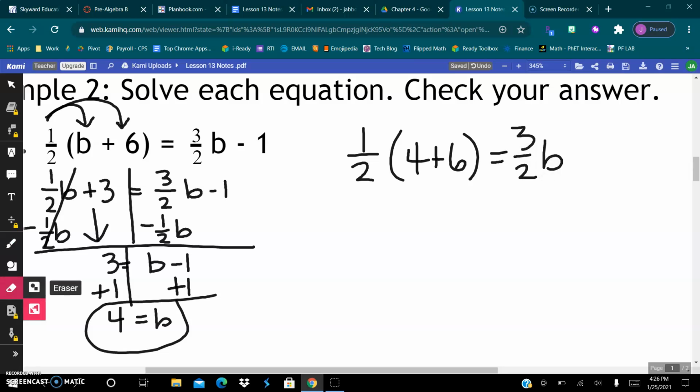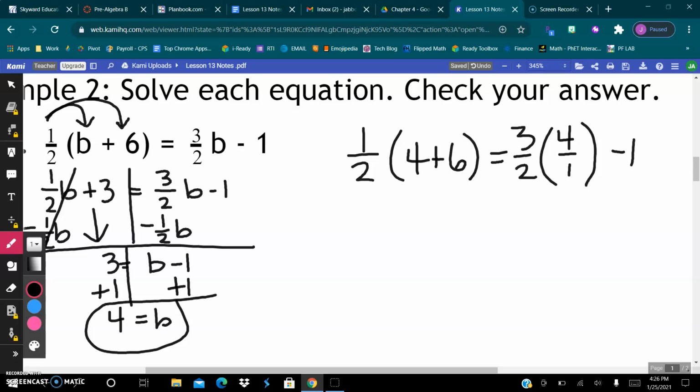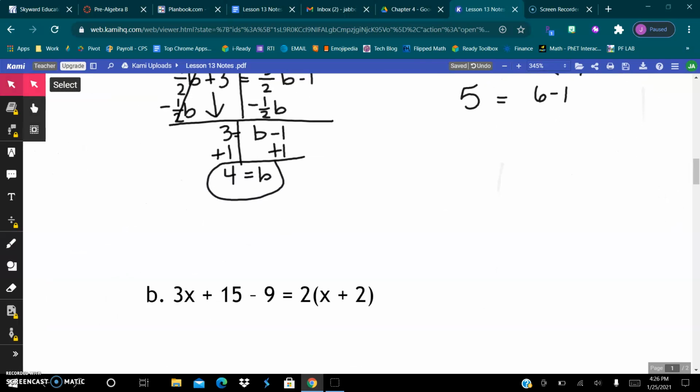Oops, not b, we want a 4 there. And because I have to multiply it by a fraction, I'm going to write it as a fraction. All right, so on the left-hand side, we have 4 plus 6 is 10, and half of 10 is 5. And then over here, 3 halves times 4 would give us 12 halves, and 12 halves would be 6, and 6 minus 1 is definitely 5, so we know we have the correct answer.